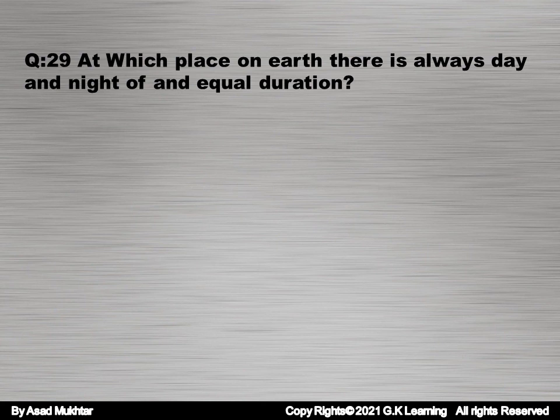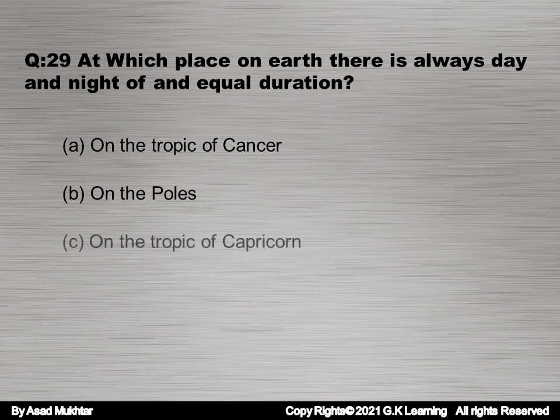At which place on Earth is there always day and night of an equal duration? On the Tropic of Cancer, on the poles, on the Tropic of Capricorn. The answer is on the equator.